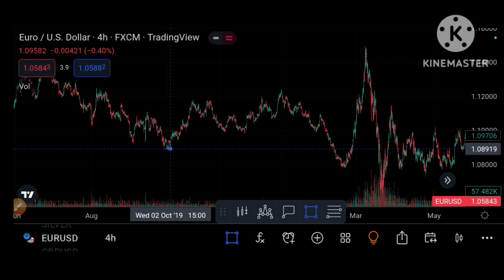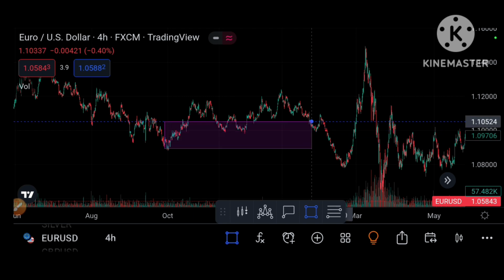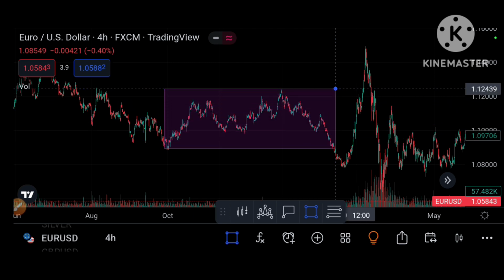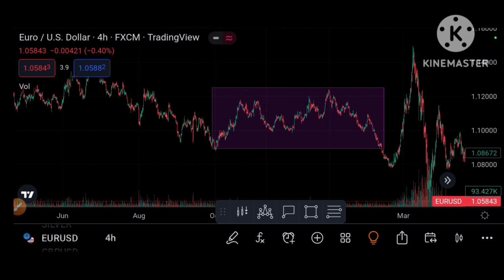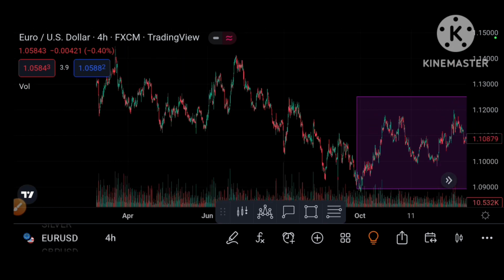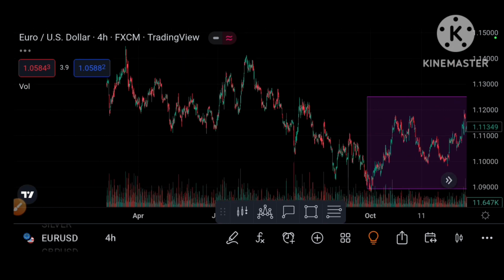Let's say this one here. What kind of a trend would you call this? This, my friends, in the forex market, we call it a range. This is a period in which nothing is really going on, it's just back and forth. Then moving right along, we find something like this.